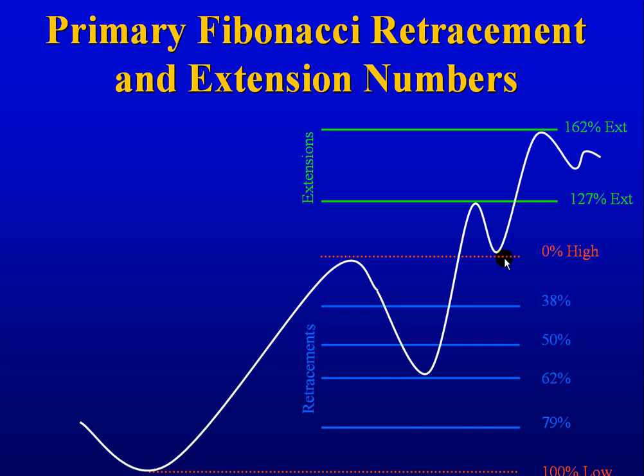This level of resistance becomes support, and price may continue up 162% of the original price swing. And again, these extension levels are more exhaustion levels for the market. And that is 162% of this being 100 plus 62%, which is a 162% extension.